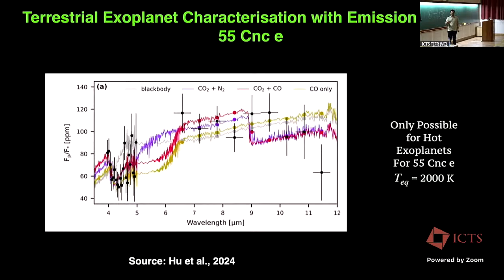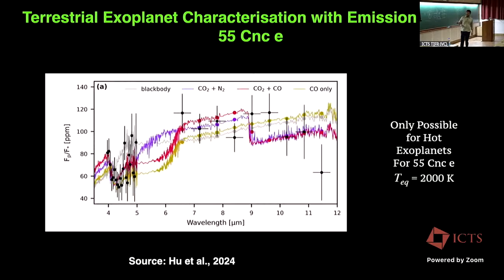Because if you see the Schwarzschild equation, the B term depends on the temperature. So if the temperature is lower, 300, 400 Kelvin, the signal, the number of photons that we get will be much, much lower. So the SNR is not enough. So that's why characterizing low temperature planets using emission spectra, correct me if I'm wrong, but I don't think it will be possible with JWST.